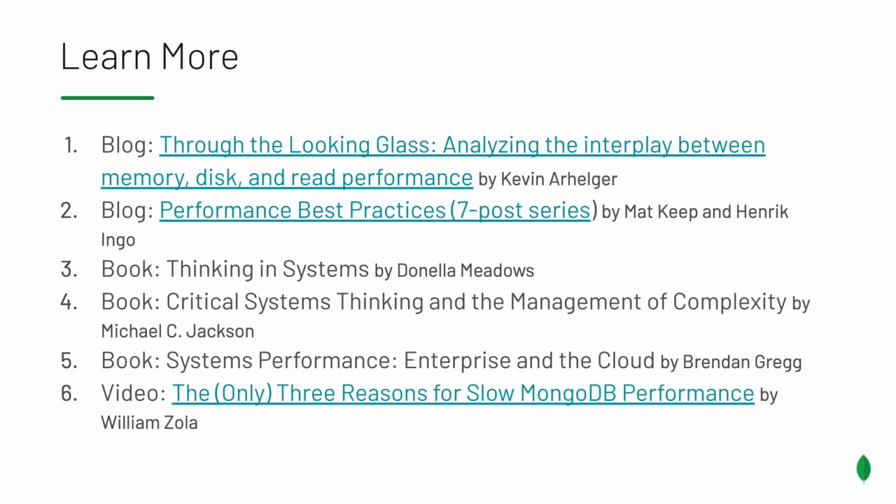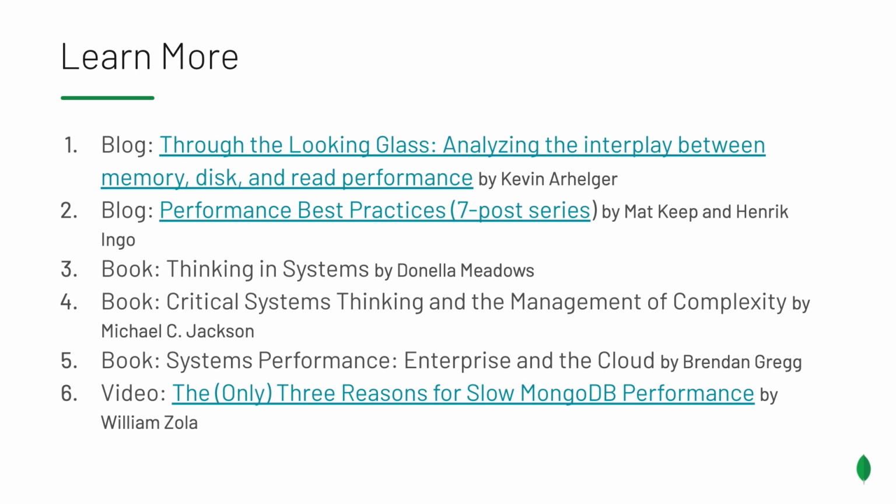Here are some resources you can use to learn more about performance tuning. Kevin's blog post helps you understand interactions between memory, disk, and read performance. When the working set doesn't fit in cache, disk performance does not generally affect application performance. When the working set exceeds available memory, disk performance can become the limiting factor for throughput, and we saw this in Tom's first case study. Our colleagues Matt and Henrik have written a 7-post series on the MongoDB engineering blog on performance best practices. They look at a number of different components and provide you with tips to identify the bottlenecks and fix them.